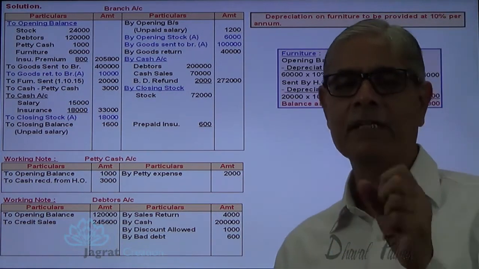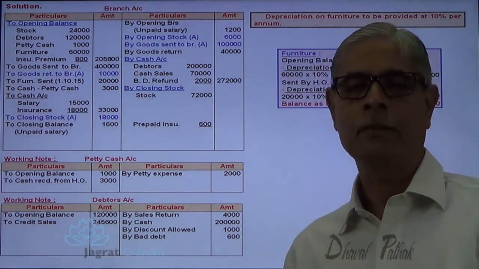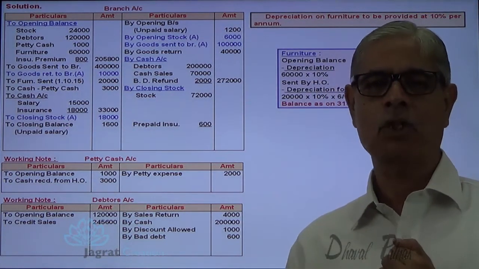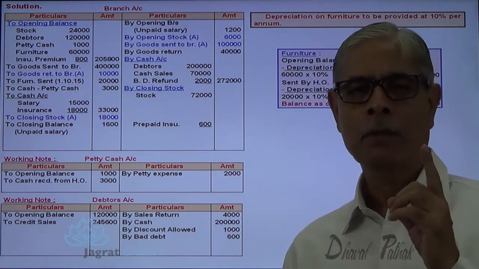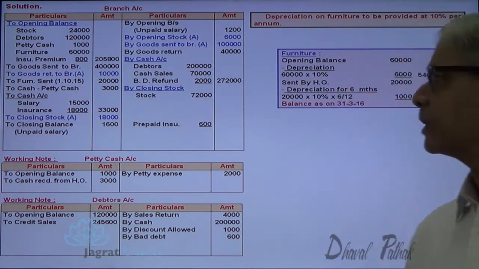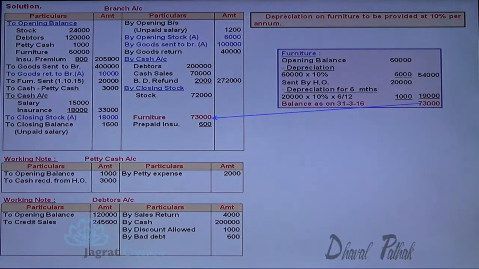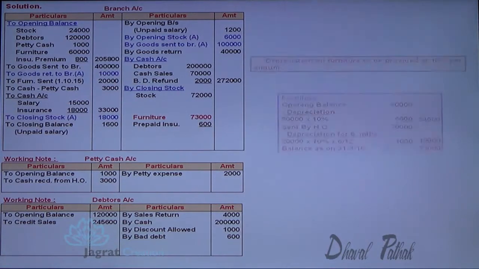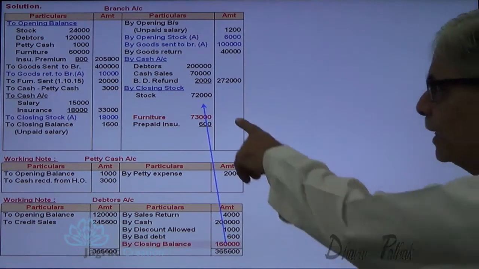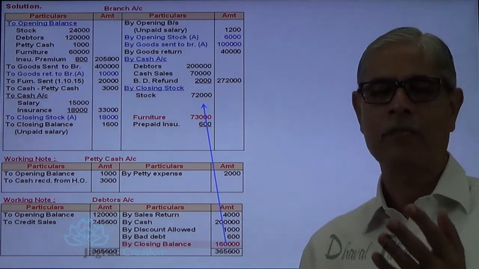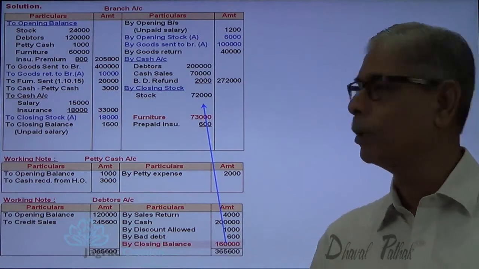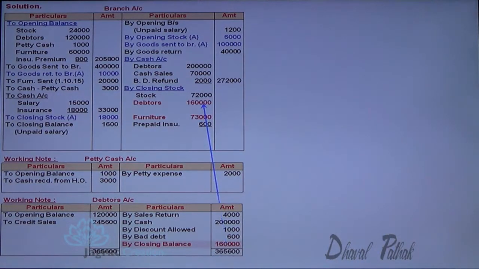So whatever the furniture are there with the branch at the end of the year is taken up by the head office in its books of account. The entry for that is furniture account debit to branch account credit. So branch account is credited with 73,000. Same way, let me work out the closing balance of debtors, because the closing balance of debtors is also absorbed by head office from branch. So debtors account debit to branch account credit, debtors 1,60,000.